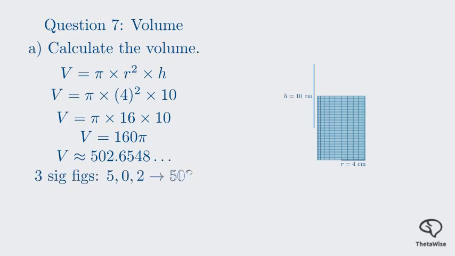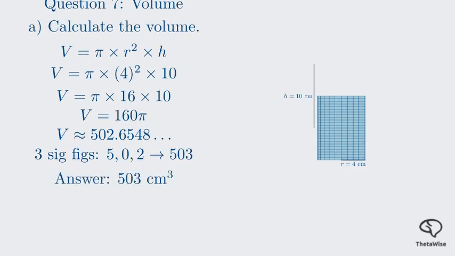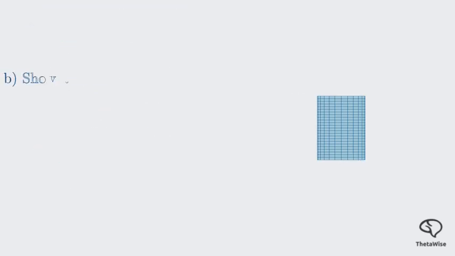Significant figures: 5, 0, 2. The next digit is 6, so we round up. The volume is 503 cubic centimeters. Now for Part B.